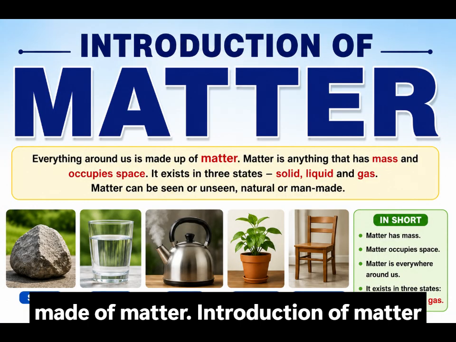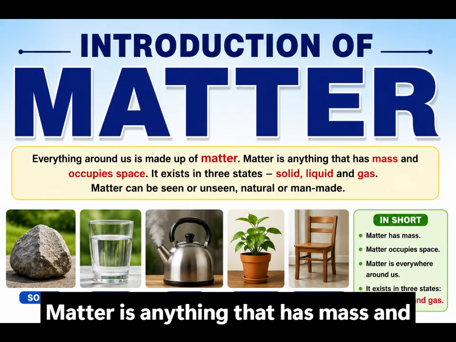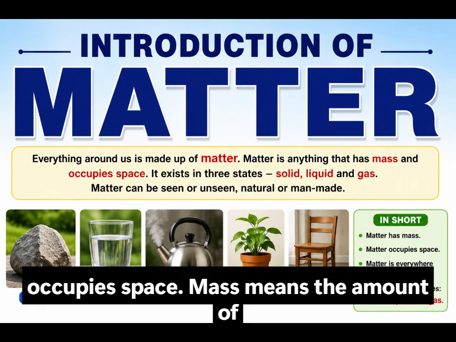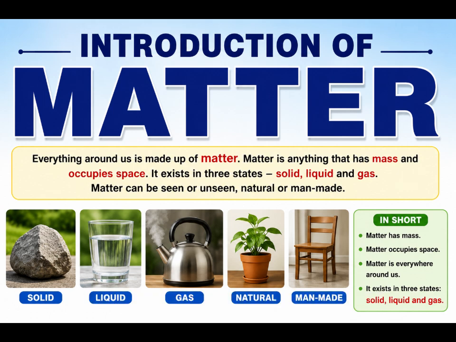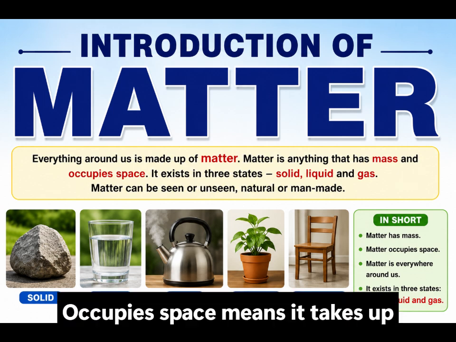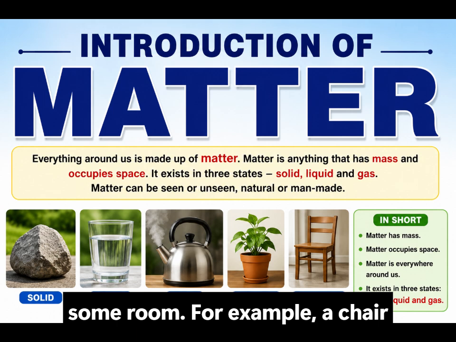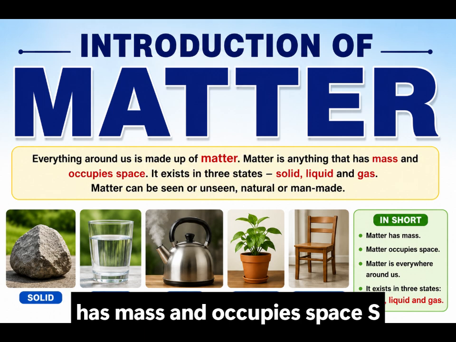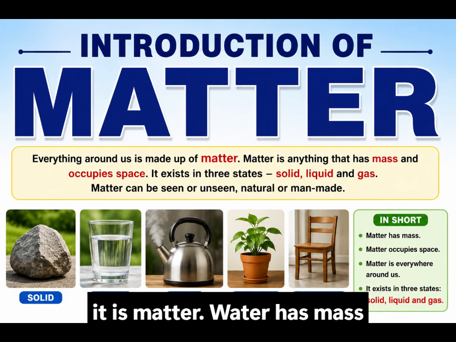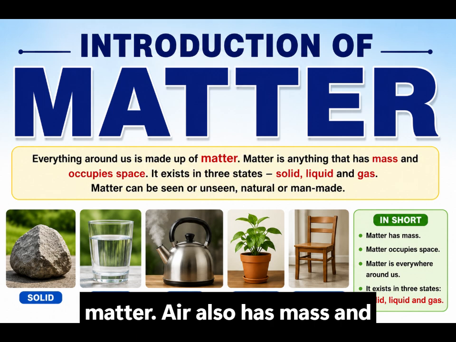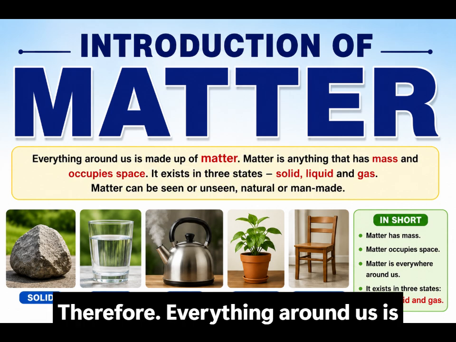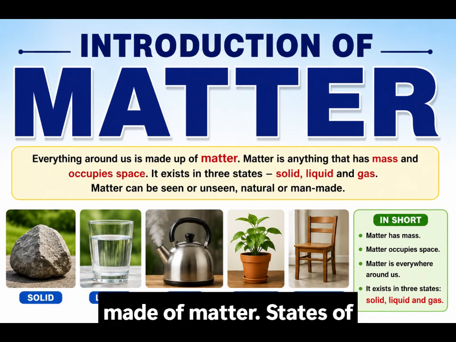Introduction of matter. Matter is anything that has mass and occupies space. Mass means the amount of substance present in an object. Occupies space means it takes up some room. For example, a chair has mass and occupies space, so it is matter. Water has mass and occupies space, so it is matter. Air also has mass and occupies space, so it is matter. Therefore, everything around us is made of matter.